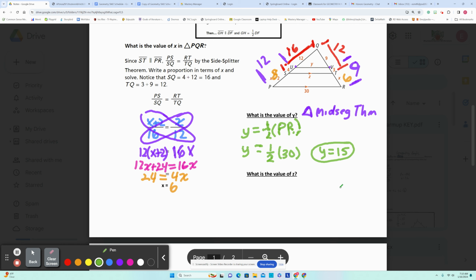Z is going to be a little different. Now, this is one of the ways you can do these, or you can also do what we did before, where you applied the two triangles. Since we've already applied the side splitter theorem, I'm going to show you using the two triangles method, just so you have a comparison. Either way, you would get the same answer. Okay, so now for the value of z, we see that ST and PR are parallel to each other, so we're going to use the side splitter.